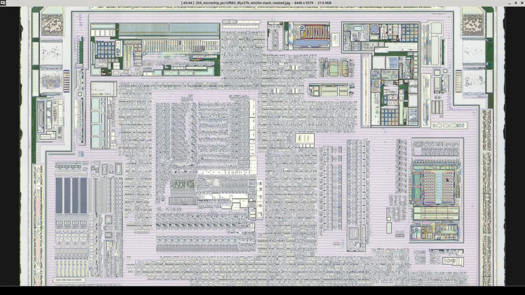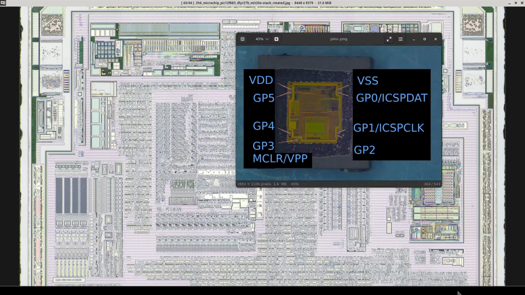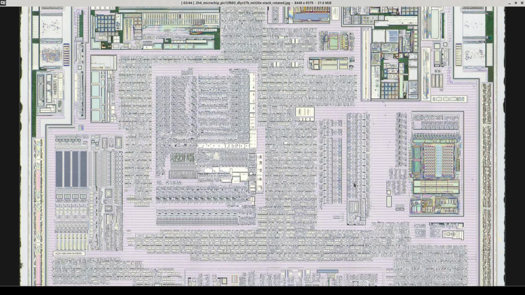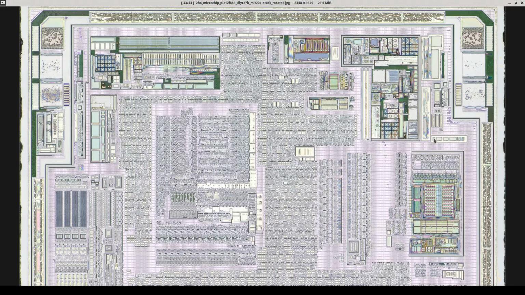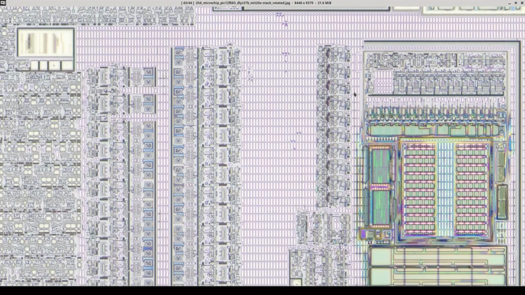There's several different analog blocks in the device that are potentially related. GP0 and GP1 are the inputs to the comparator. So one of these blocks is likely the comparator. And then there's also a 10-bit A to D converter. And looking over here, we can see 10-way symmetry in this structure here, which looks like maybe output latches or something like that.